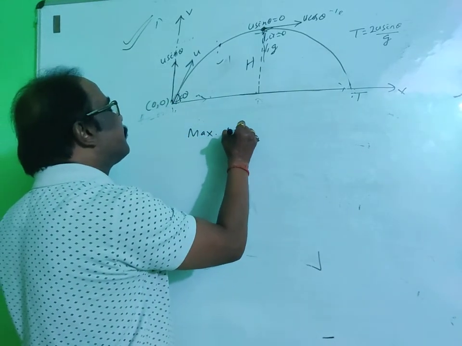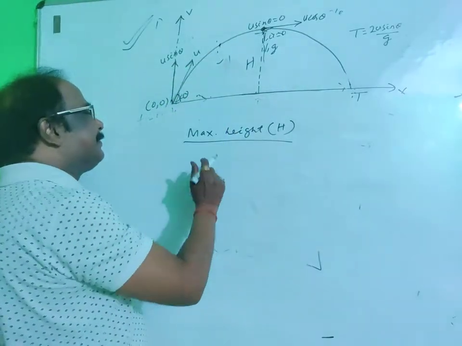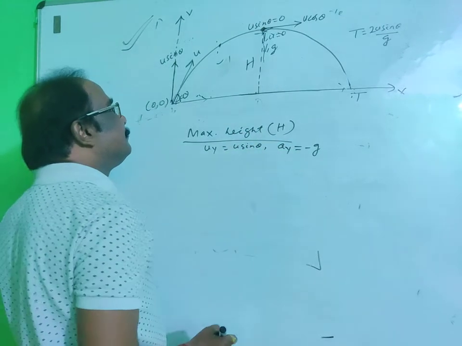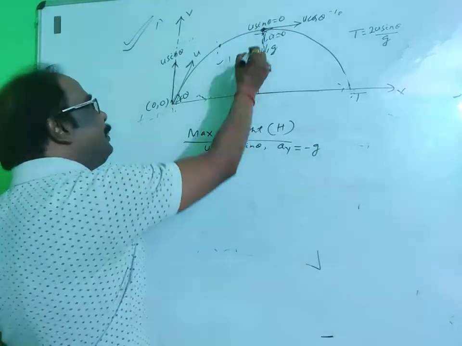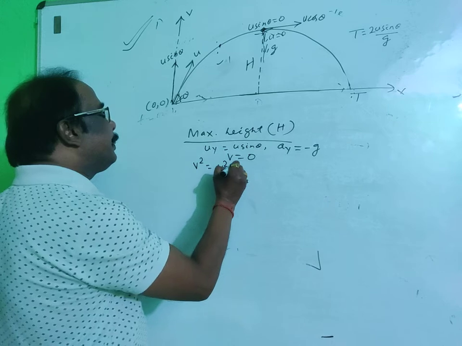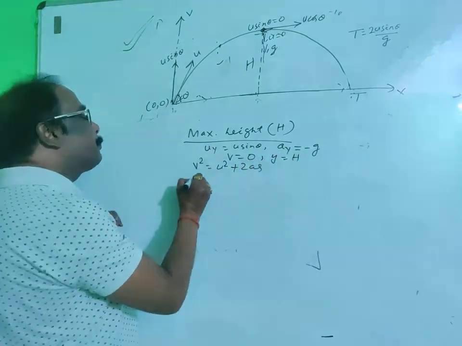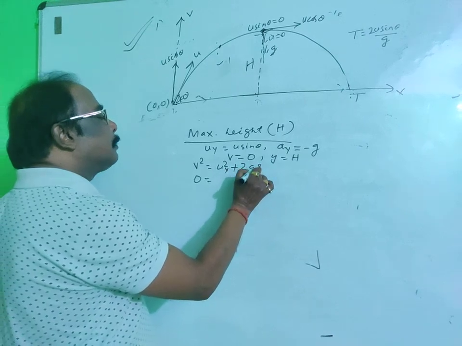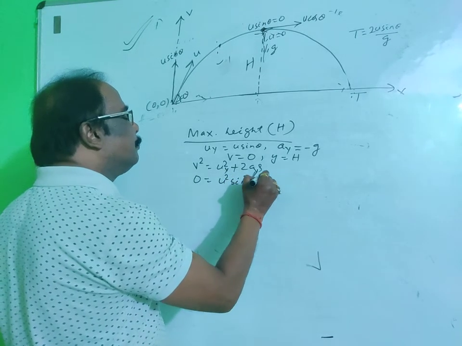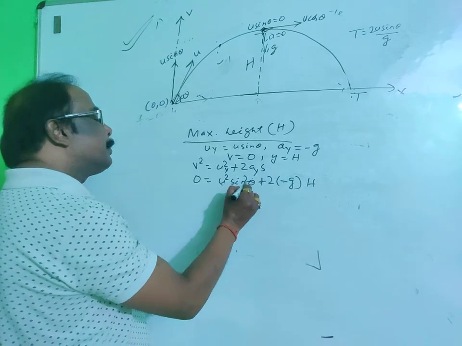Maximum height reached by the projectile is h. So again, considering motion in the y direction, initial velocity is u sin theta, acceleration is minus g. Okay, so maximum height is h. Here final velocity is 0 at maximum height. Just use the equation v square is equal to u square plus 2as. Vertical displacement is h, means y is equal to h. So v square is 0, u square is uy square, acceleration is ay. So uy square means u square sin square theta plus 2, acceleration along the y axis is minus g, s means h. So this is u square sin square theta minus 2gh.